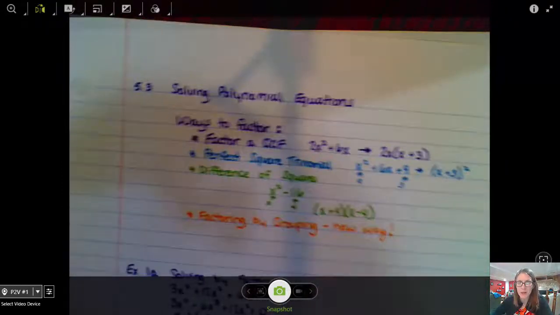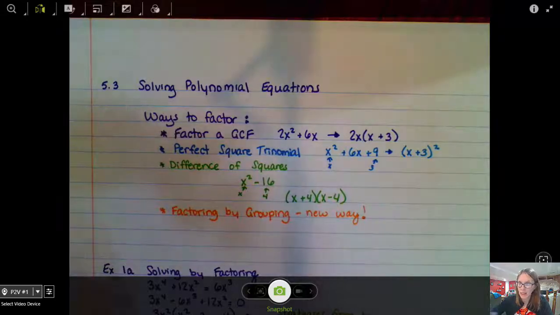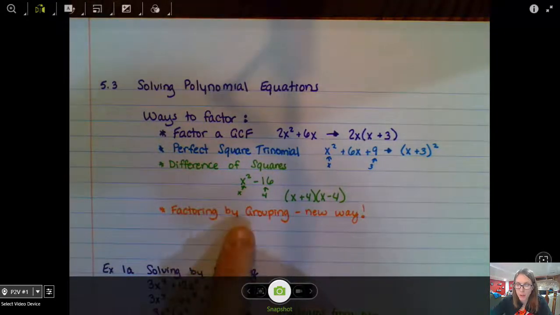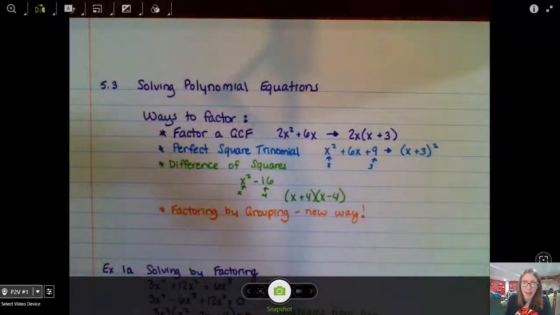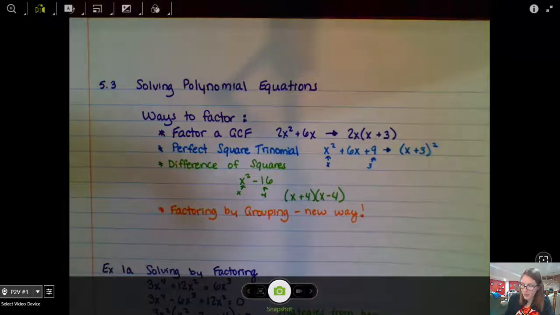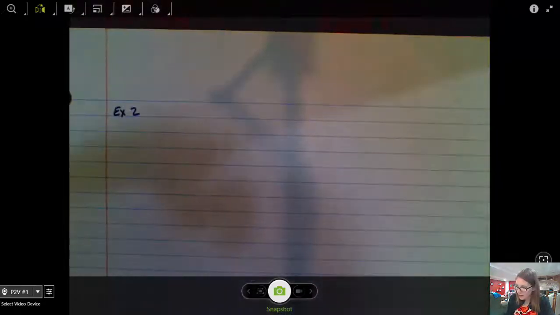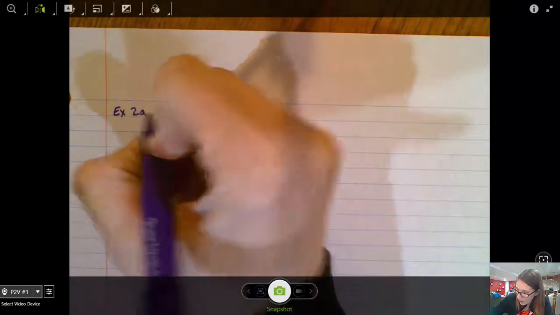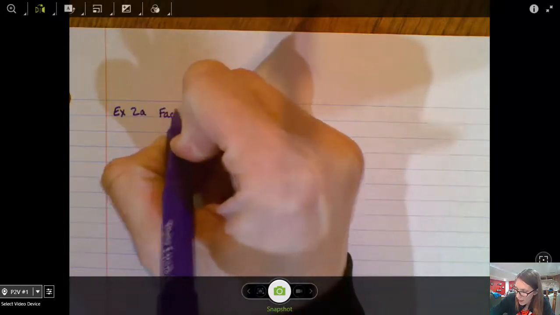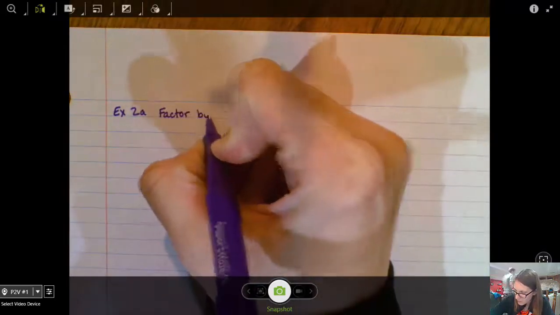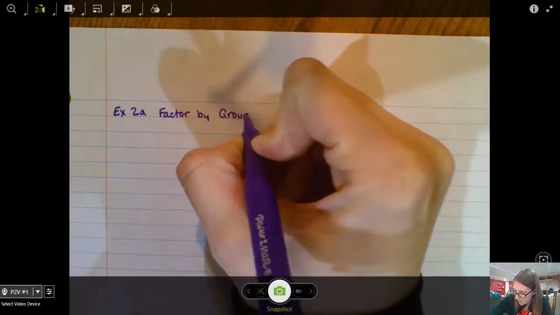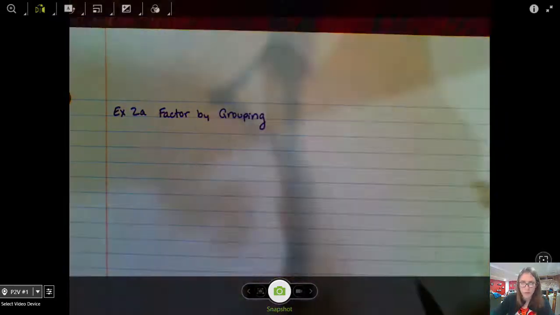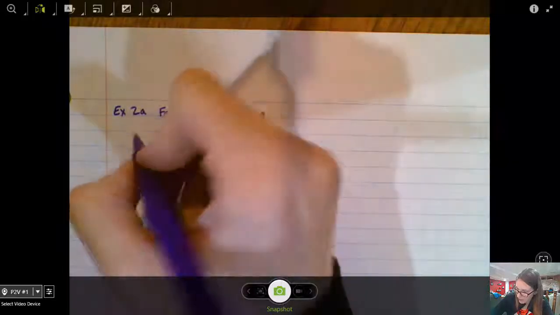When we went through some of those strategies for factoring, I mentioned that we've done factoring by grouping, but we are going to see a new way to factor by grouping. That's what we're going to see in example 2 here. Example 2a, we are going to factor by grouping in a new way. Write out our example here.